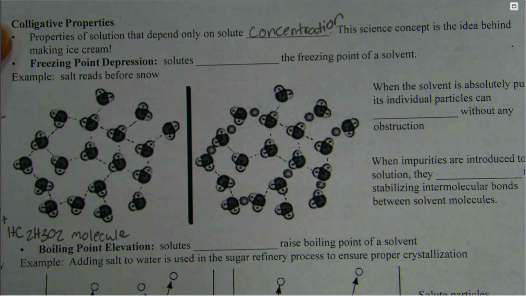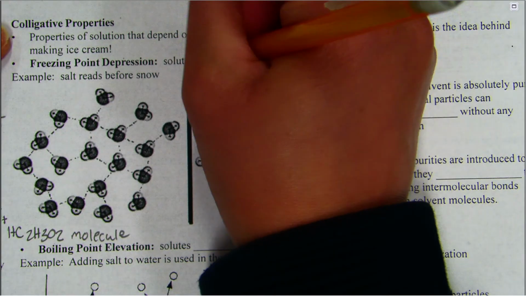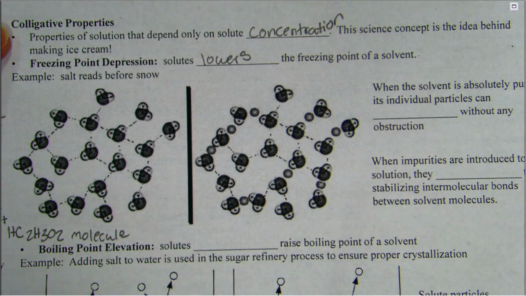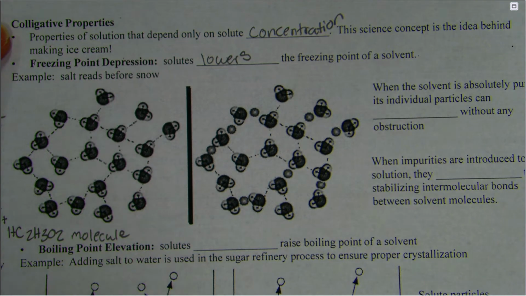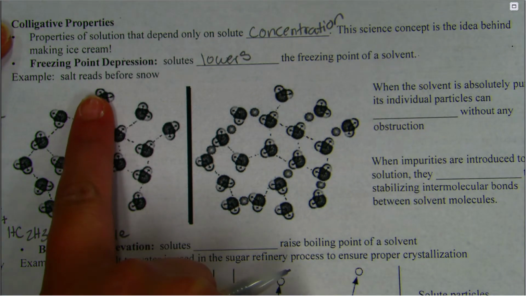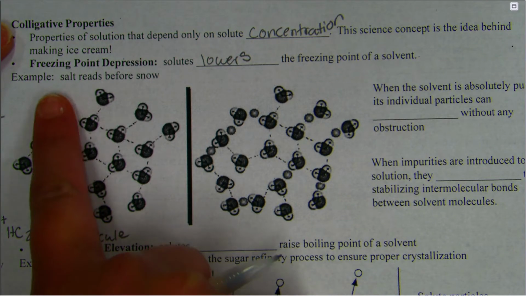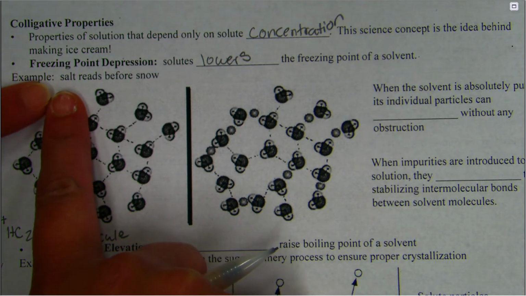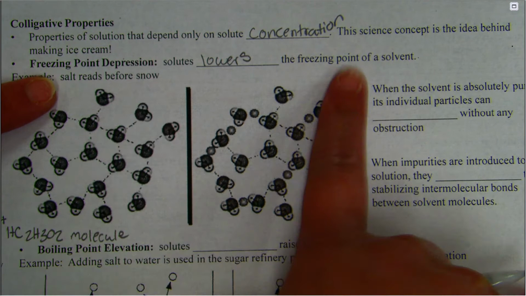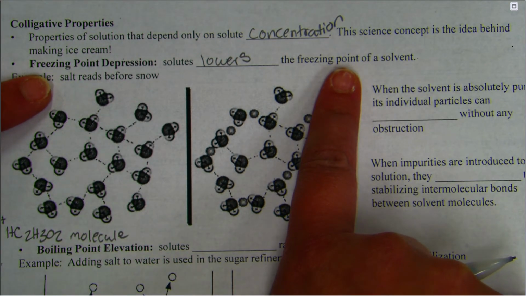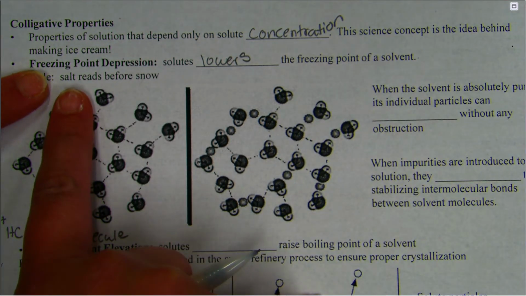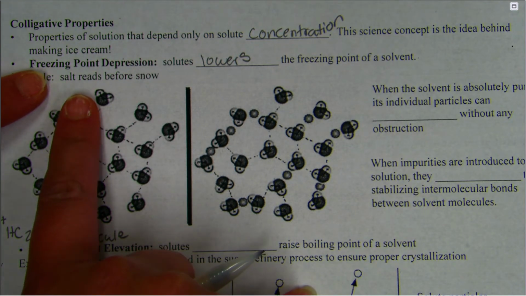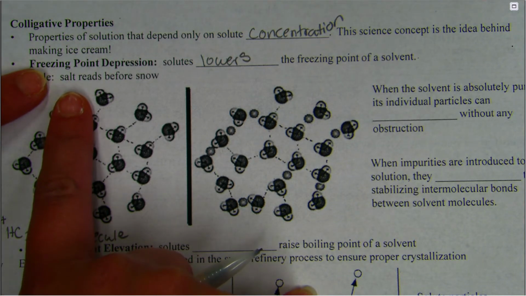Freezing point depression is when a solute lowers the freezing point of the solvent. And this is why we salt roads during snowstorms. The salt, these ionic compounds that we put on, will mix with the snow and lower the freezing point at which that snow freezes. Snow typically freezes at 0 degrees Celsius, but when we add salt, that temperature drops below 0, so it has to get colder for the snow to actually freeze.